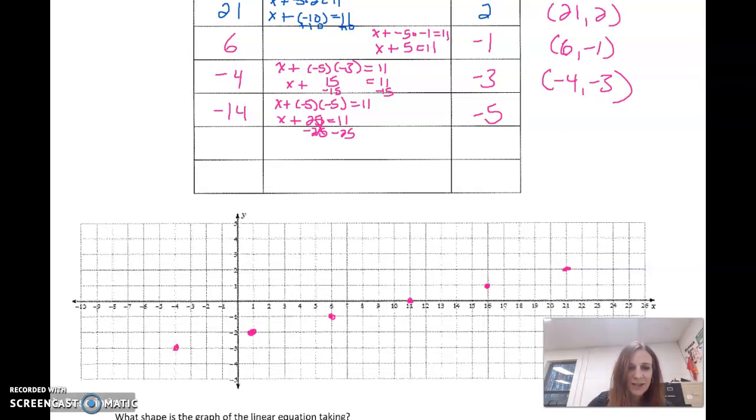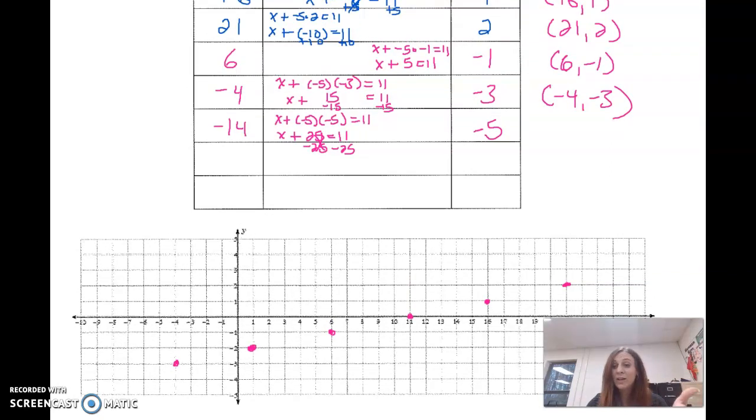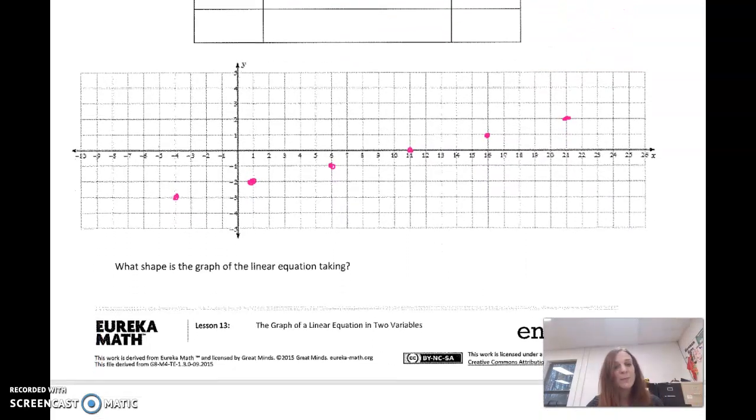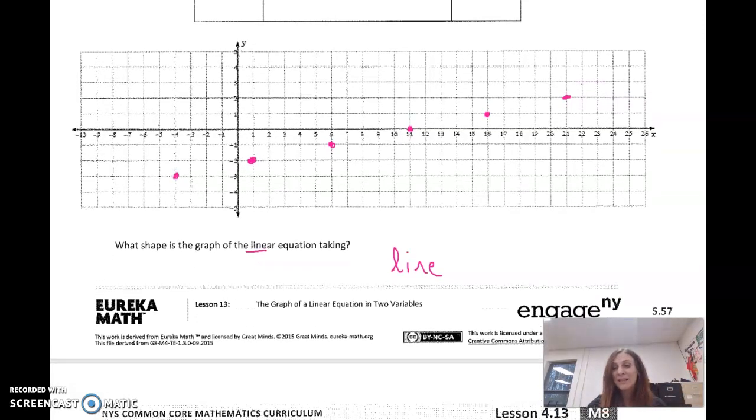Okay, negative 14 I can't do, but it would look like it'd be on the line. So again, guys, we can plug things in for x or for y, and sometimes it's easier to do one or the other. Kind of like with fractions, it's easier to do multiples of the denominator. But when we graph this, what shape of the graph is the linear equation taking? It's a straight line. And honestly, I usually just write line because all lines are straight, but sometimes we say curved line or something like that. Okay, so we get that when we graph these linear equations.